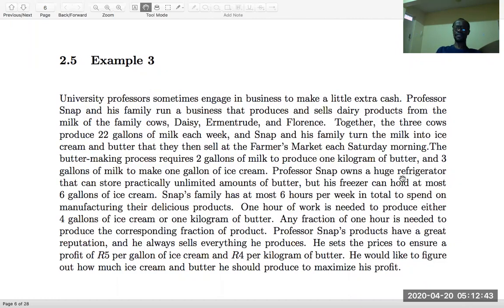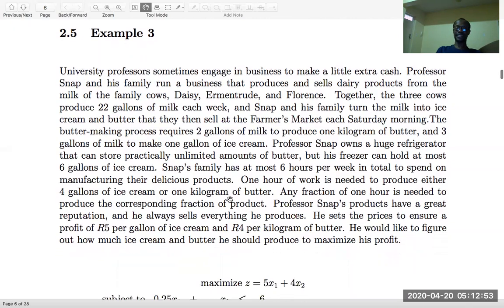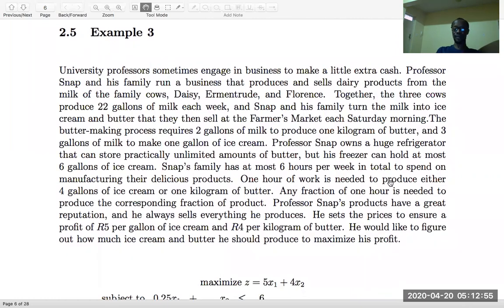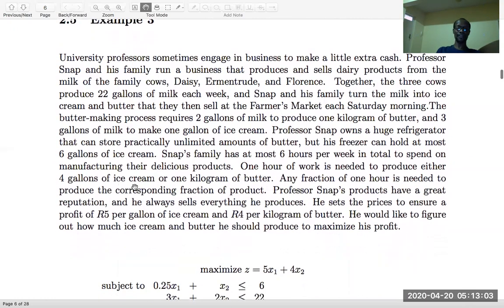Professor Snap owns a huge refrigerator that can store practically unlimited amounts of butter, but his freezer can hold at most 6 gallons of ice cream. The Snap family has at most 6 hours per week in total to spend on manufacturing their delicious products. 1 hour of work is needed to produce either 4 gallons of ice cream or 1 kilogram of butter. Any fraction of 1 hour is needed to produce the corresponding fraction of product.